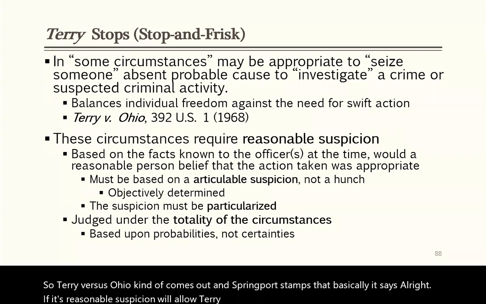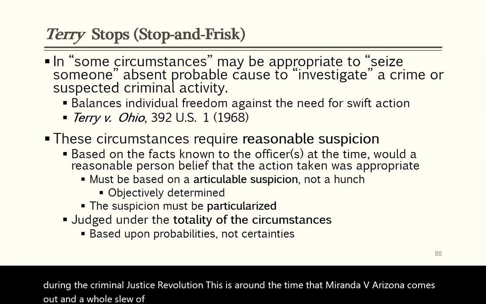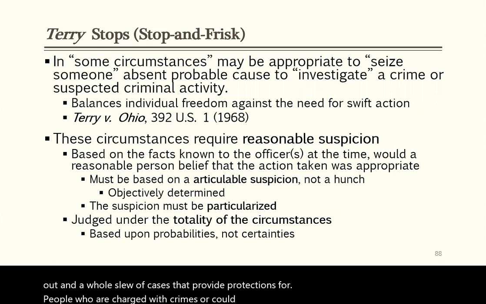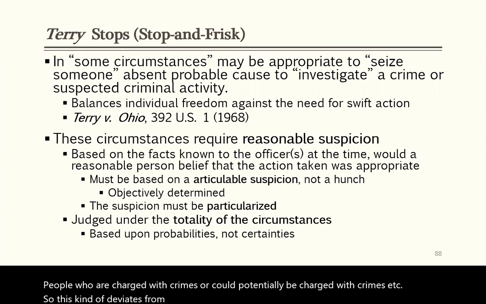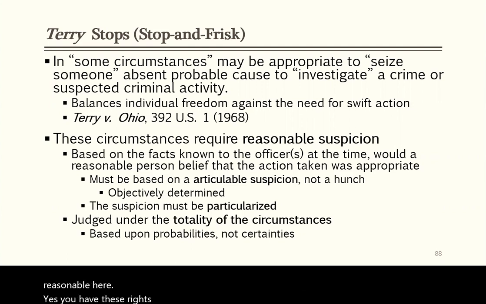Now keep in mind, this is 1968. Right? So this is during the criminal justice revolution. This is around the time that Miranda v. Arizona comes out and a whole slew of cases that provide protections for people who are charged with crimes or could potentially be charged with crimes, etc. So this kind of deviates from their pattern. The pattern was more rights, give rights, give rights, give rights. And in Terry versus Ohio, they kind of looked at it and were like, okay, let's be reasonable here. Yes, you have these rights, but we need to balance safety versus individual freedoms.